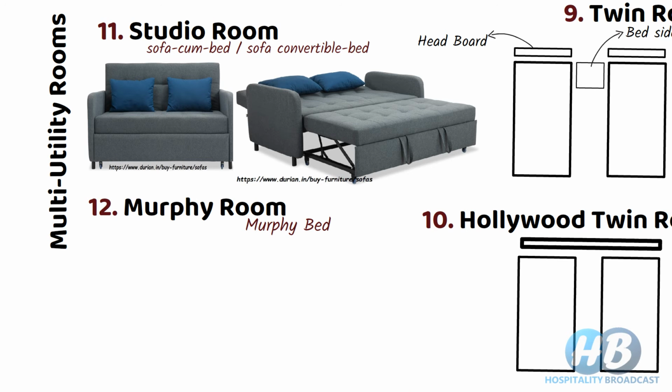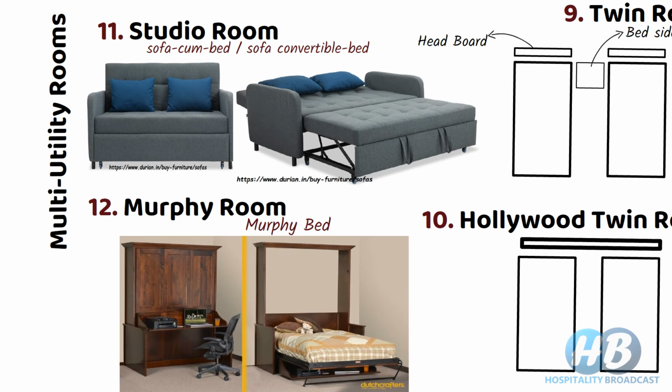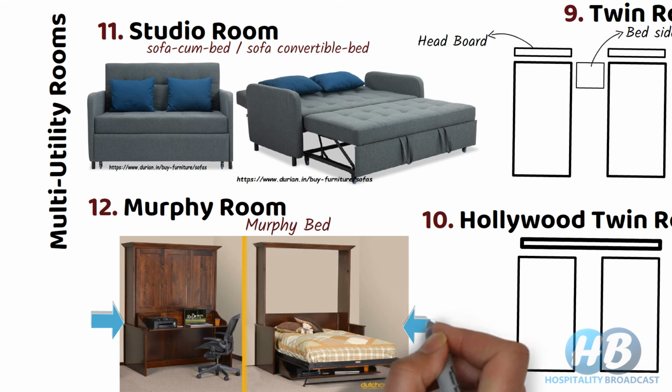Murphy room. A room which has a Murphy bed. Murphy bed can be folded out of a wall or closet. You can use it as a living room in the daytime and it folds out of a wall into a bed during the night for sleeping. Murphy bed is hinged at the base of the headboard and swings up into the wall for storage.